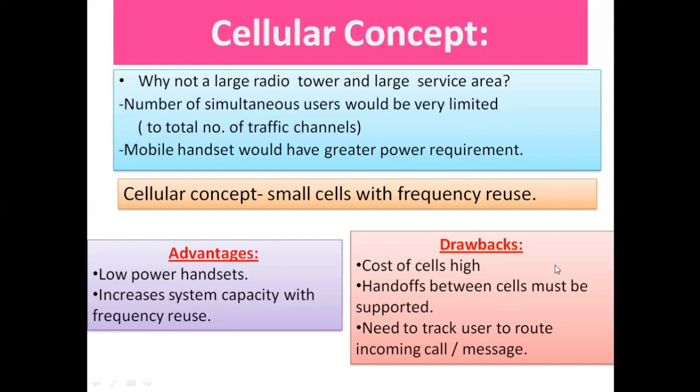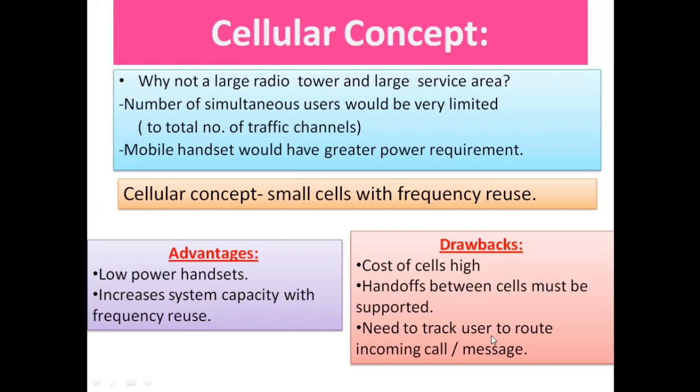The advantage of this cellular concept is that low power handsets are sufficient, and more users can be served with the available frequency band. Capacity is improved. But the drawback of this cellular concept is that the cost is high, because of the number of cells. We need a tower and equipment, and all this cost is involved in setting up the cells. Another problem here is handoff between cells.